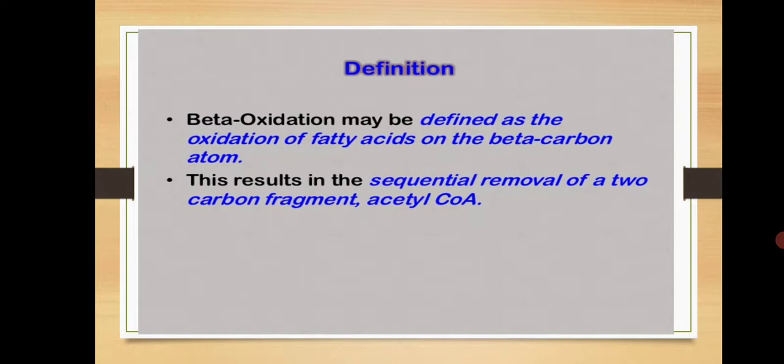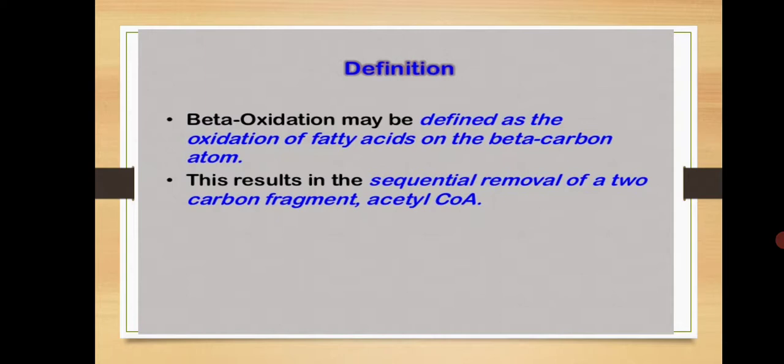atom. Simply, if you define beta fatty acid oxidation, it is the oxidation of fatty acid at the beta position of the carbon atom of that fatty acid chain. Okay, where is the beta position, where is the alpha position, that I will show you in just a moment. But just keep this definition in mind.